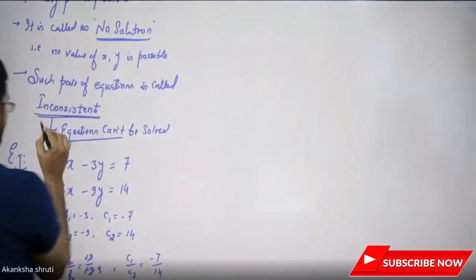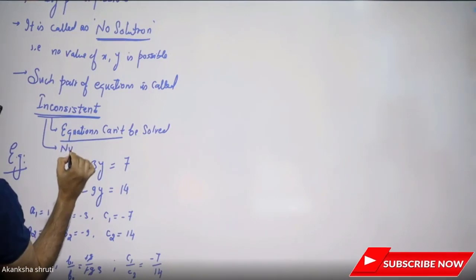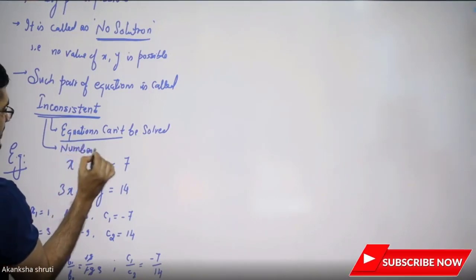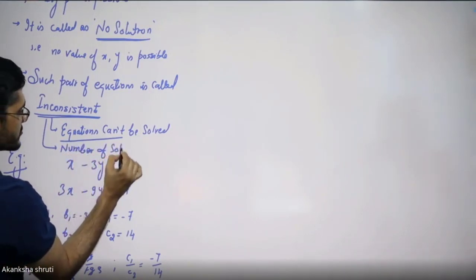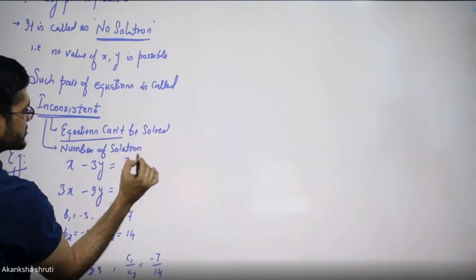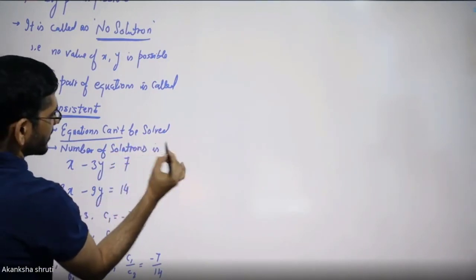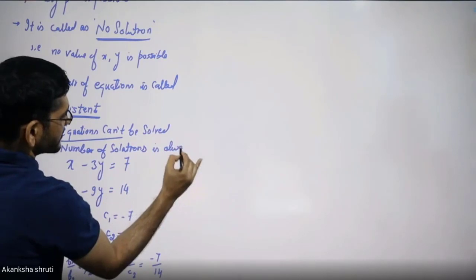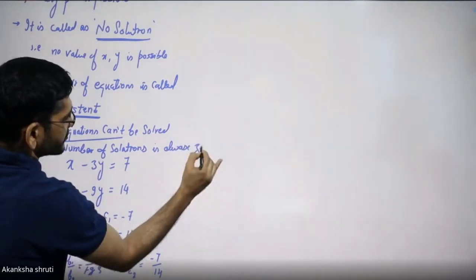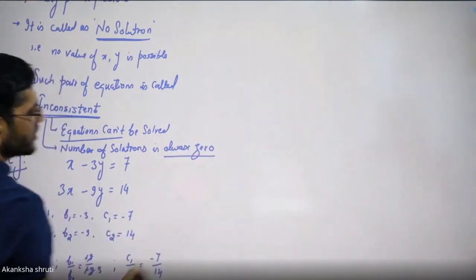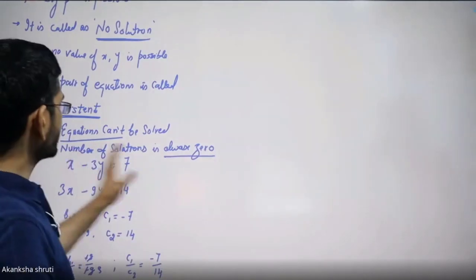So they do not have any solution. So the number of solutions of an inconsistent equation is always 0. Okay, student? It means no pair of x and y can be determined.